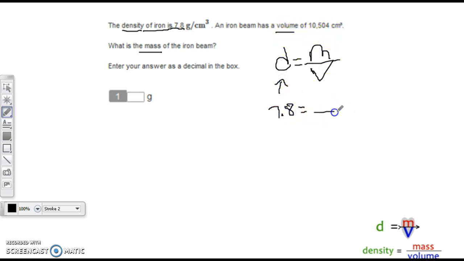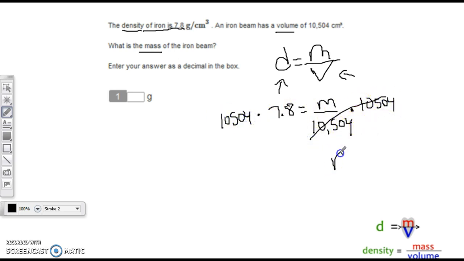We know the volume is 10,504, so that's going to go in for V. And then we don't know the mass, so we're just going to leave it as M, and we're going to solve for the mass. So right now I'm dividing by this 10,504. The opposite of that, if I want to get that M by itself, would be to multiply each side by that number.